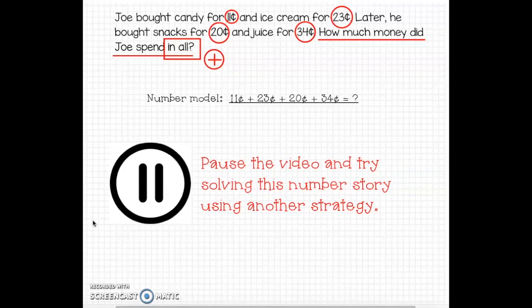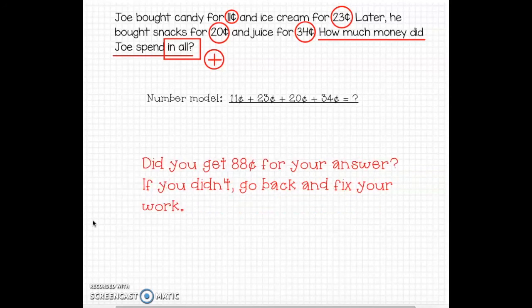Pause the video and try solving this number story using another strategy. Did you get 88 cents for your answer? If you didn't, go back and fix your work. Remember that solving your problem using different strategies is a way to check your work. Good luck!